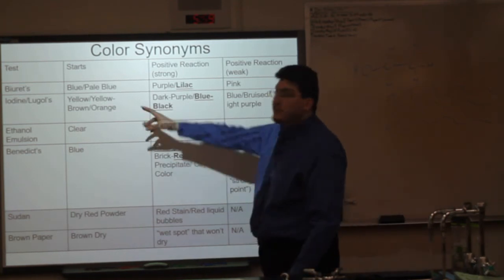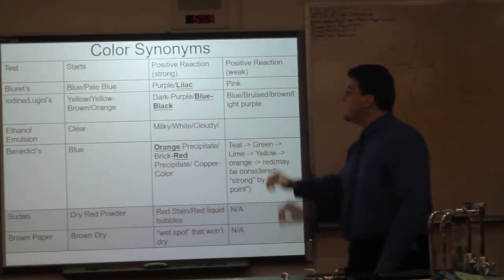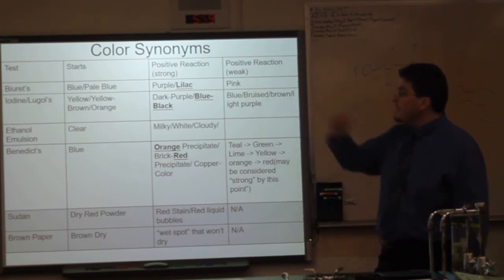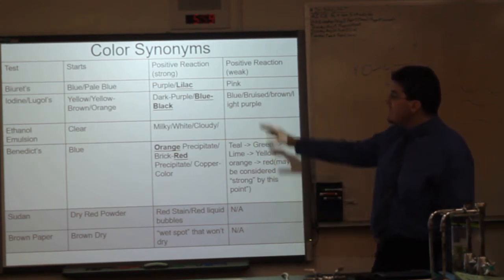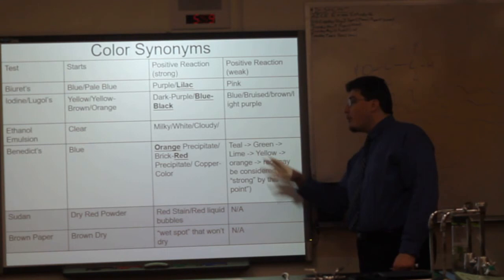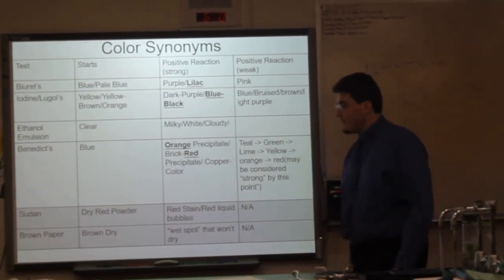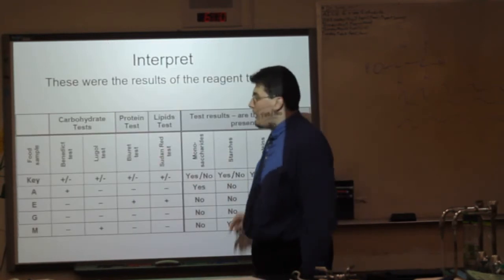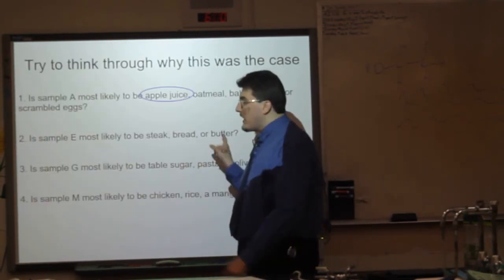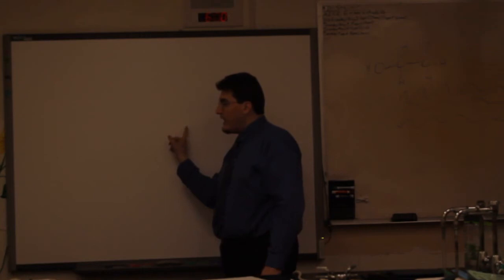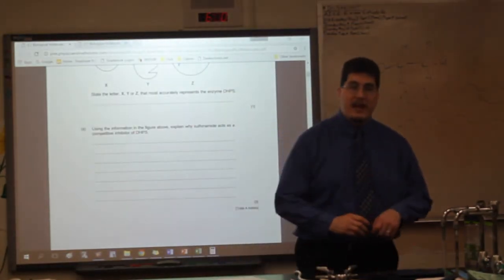Ethanol emulsion test will start off clear, and will turn milky, white, or cloudy. And the Benedict's test will be blue. It will change to an orange precipitate, brick red, or precipitate out copper. Other colors will be these. All right? So, we are not going to interpret those colors, and that will conclude today.